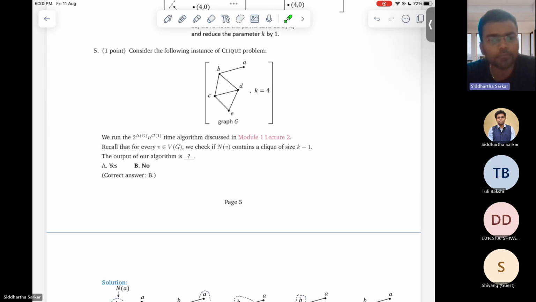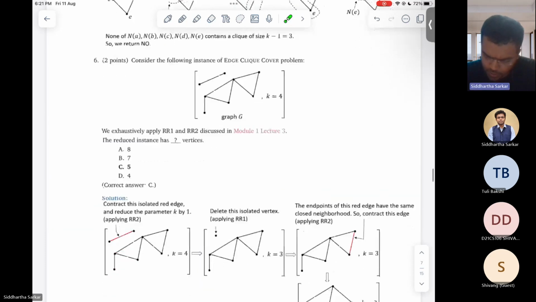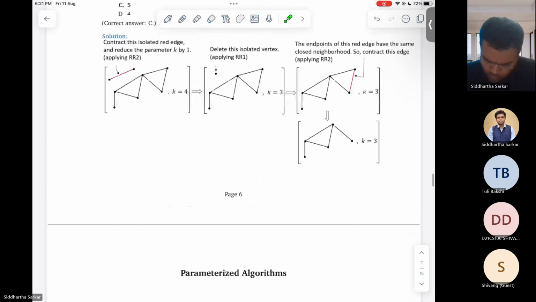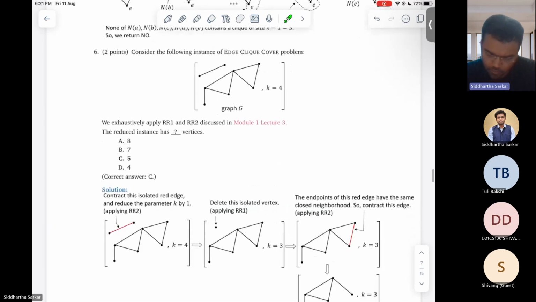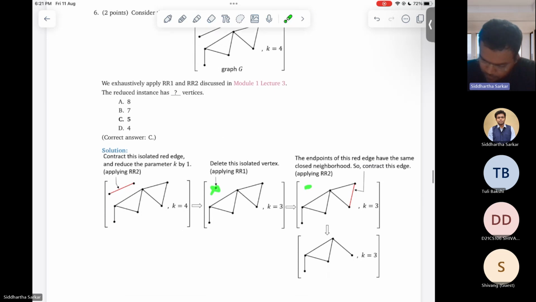I hope this is clear. If there are no questions, we'll move on to the next one. This one I think I had discussed. This is an edge clique cover problem. There were 2 rules. One rule was to contract every isolated edge. So for example, here is an isolated edge. You contract these 2 vertices and you get this vertex, and you delete isolated vertices. So this vertex gets deleted.